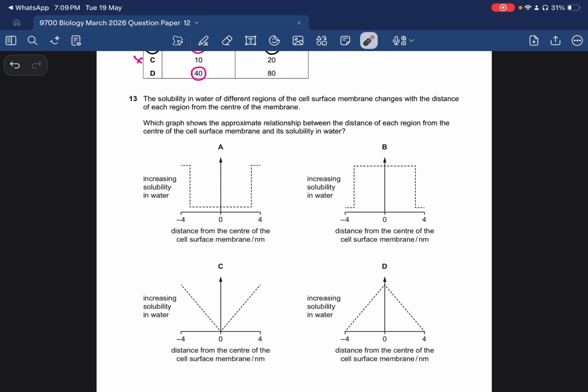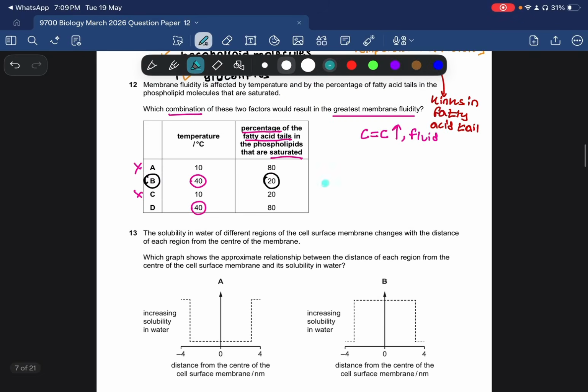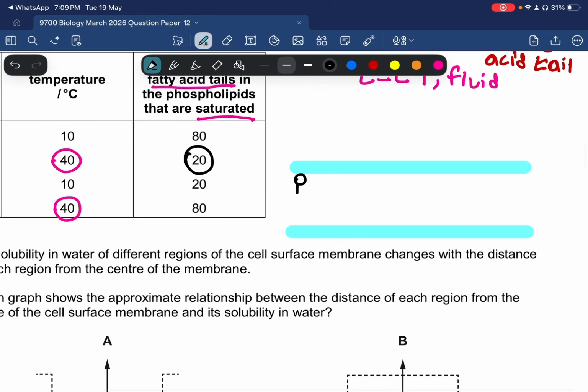That's what you're measuring, the solubility in water in the different regions of the cell surface membrane. So it's telling us that the solubility changes with the distance from the center of the membrane. So let's say I have a membrane right here, right? Now, of course, inside the membrane, we have the phospholipid bilayer.